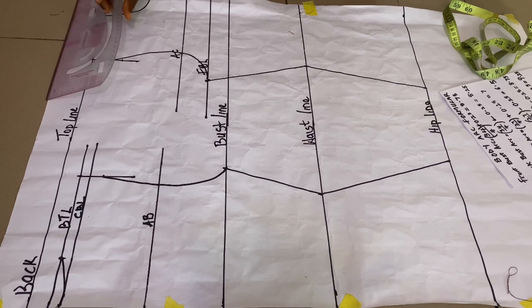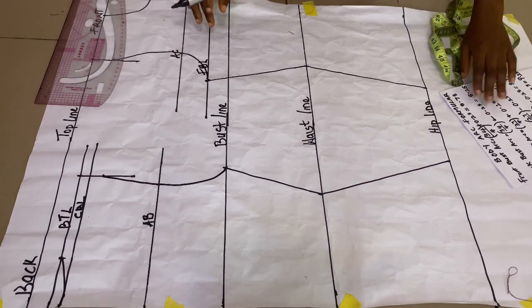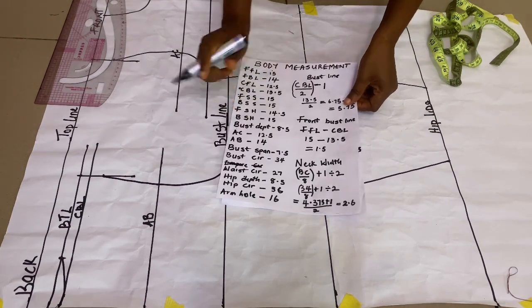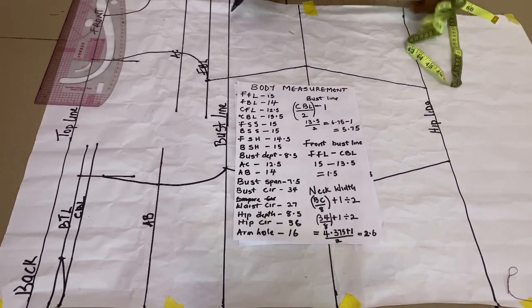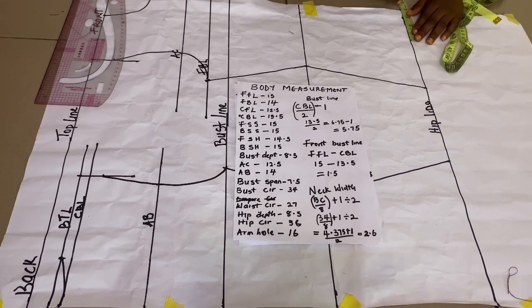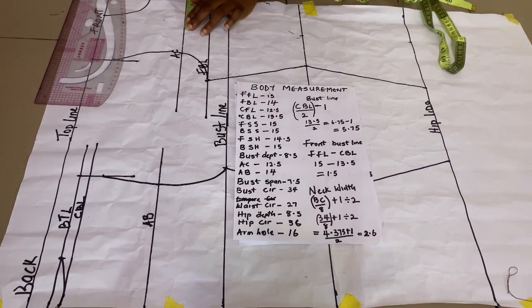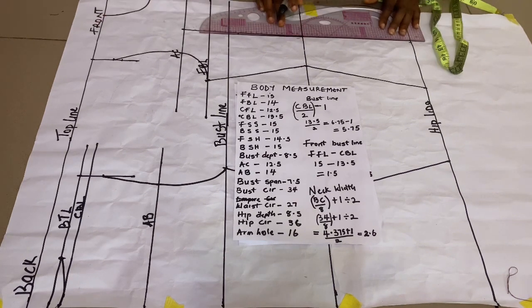So the next thing is to get the dart line. To get the dart line for the front is the bust span divided by 2, and the bust span is 7.5 divided by 2 is 3.75. So I'll mark it from this hip line to the across chest. I'll mark 3.75 from the hip line to the across chest. And I'll make a straight line.